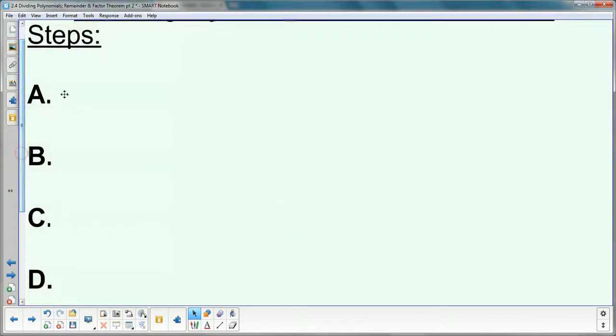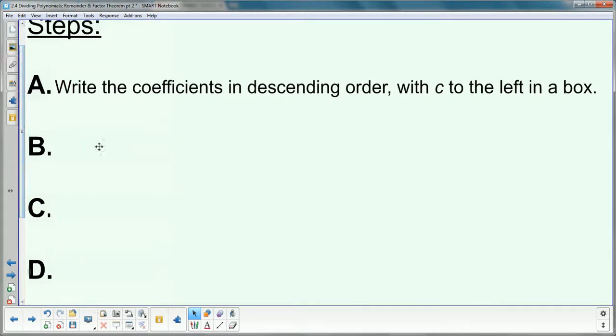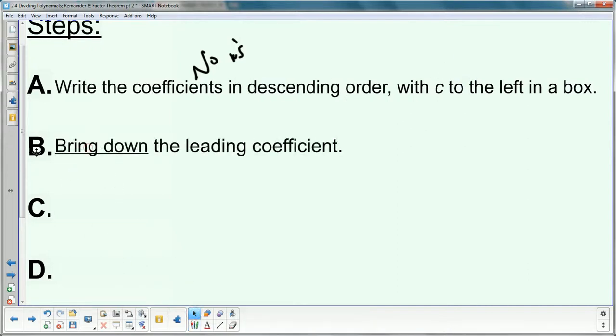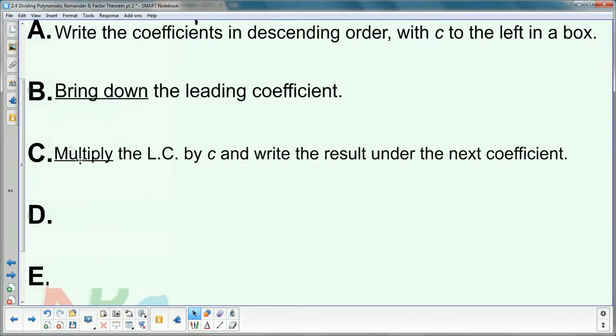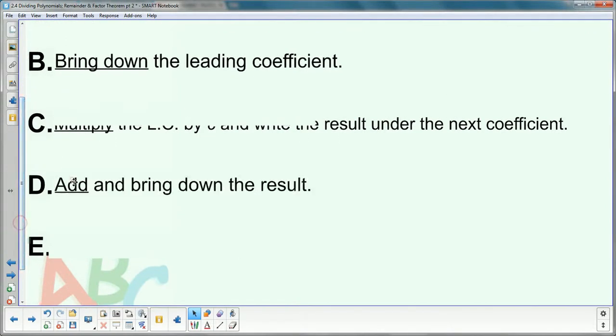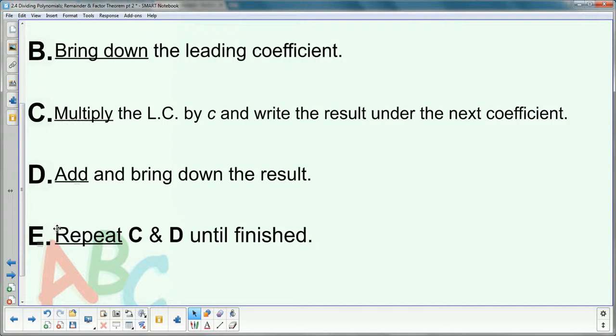So x minus c, we would use c; x plus c would use negative c. In order to do this, we're going to start by writing our coefficients in descending order. Make sure you pay attention: coefficients, which means no x's, and with c to the left in a box. So c is what is from our divisor. After we do that, we bring down our leading coefficient, meaning our first term's coefficient, and then we multiply that by c. So multiply the leading coefficient by c and write the result under the next coefficient. Then we add those two, bring it down, and repeat those steps. So multiply and add, multiply and add, multiply and add until we are done.